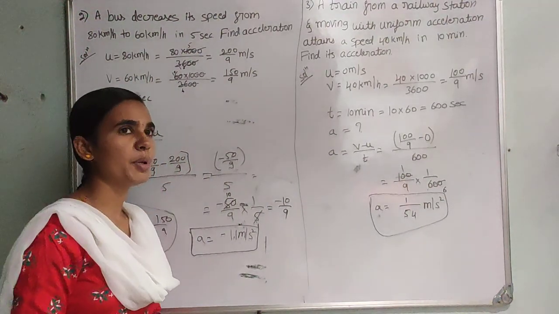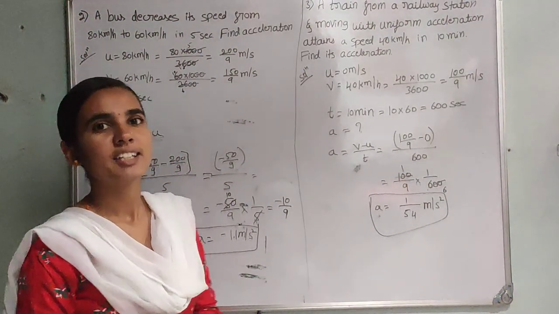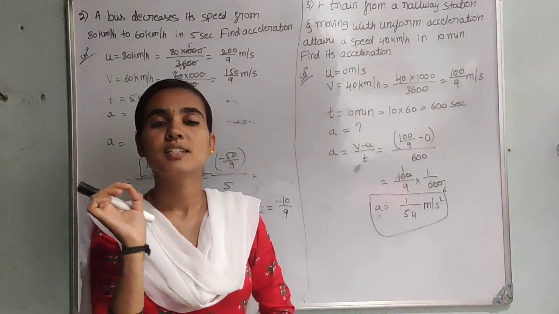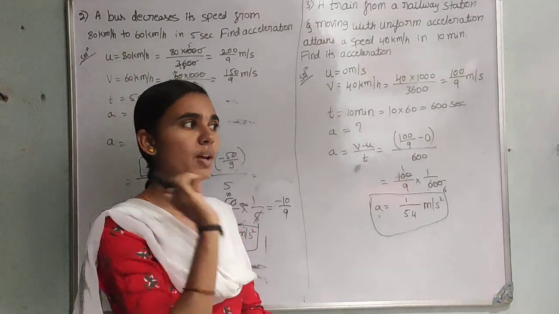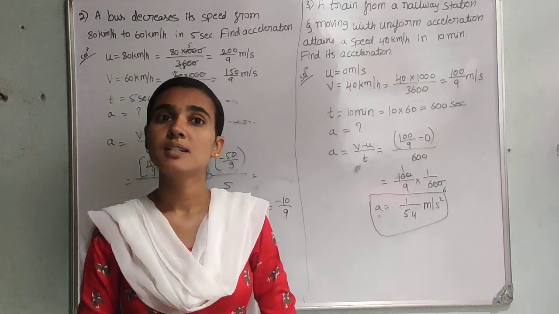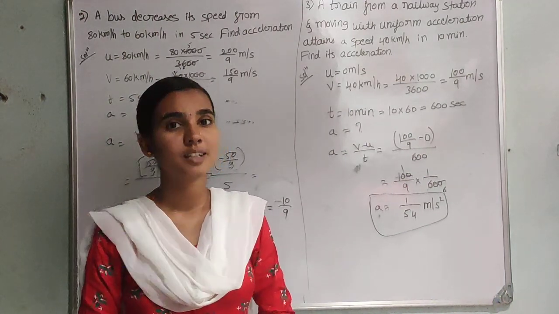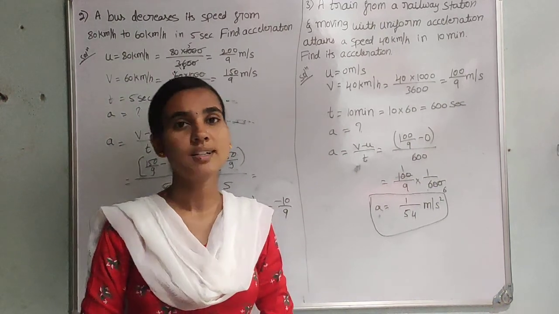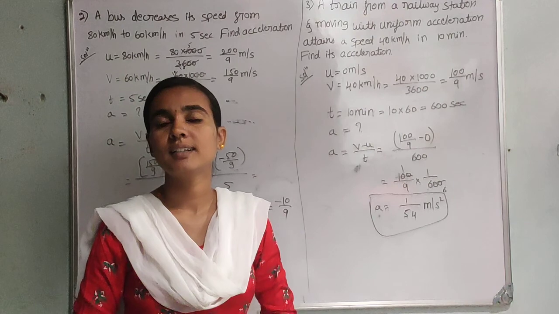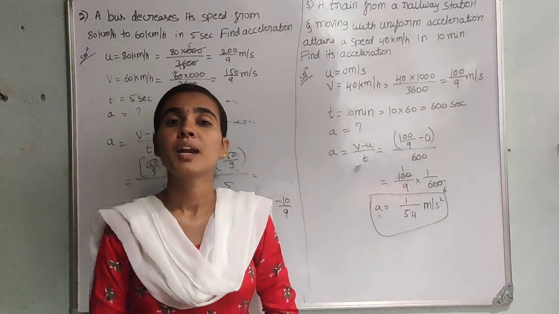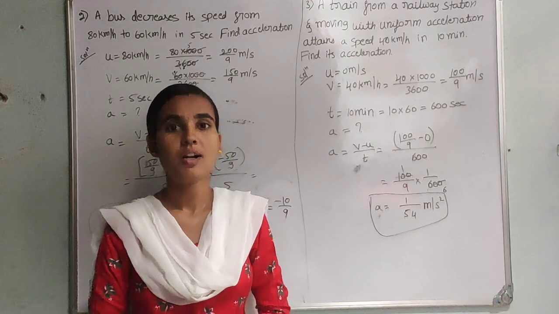Just keep in your mind, when the terms are given in kilometer per hour and the time is in seconds, the velocity or speed we have to convert in terms of meter per second. If the time is in terms of a minute, at that time also we have to convert it in terms of seconds. You may have a doubt, why we have to convert the kilometer per hour in terms of meter.